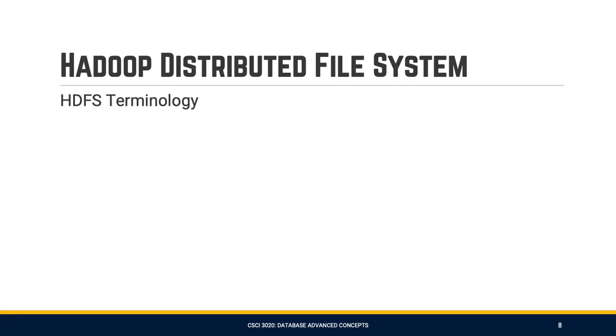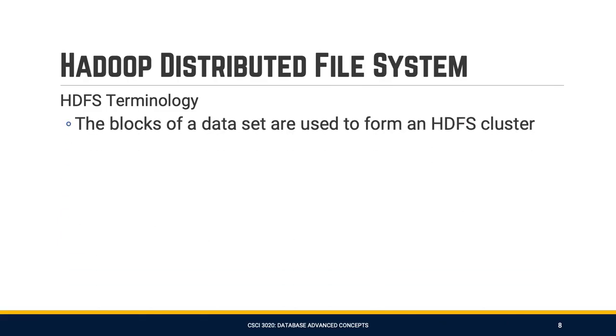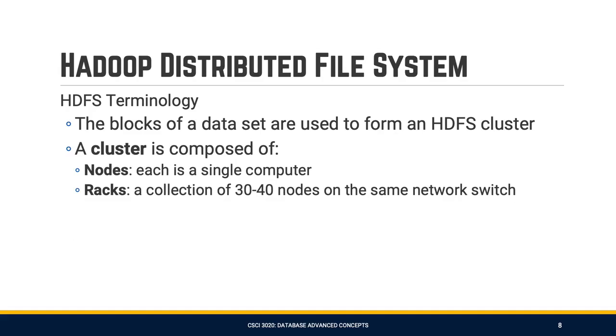So some terminology here with Hadoop and the HDFS file system. Blocks in a data set are used to form an HDFS cluster. A cluster has a couple of different types of things: nodes and racks. A node is simply a single computer, and a node contains some of the data, and again you'll have replication. A rack is a collection of 30 to 40 nodes on the same physical network switch. And why is that important? Again, it's speed. When you have 30 to 40 nodes on a single switch, that gives you the ability to quickly transfer data between those nodes. And then a cluster is just a collection of racks.